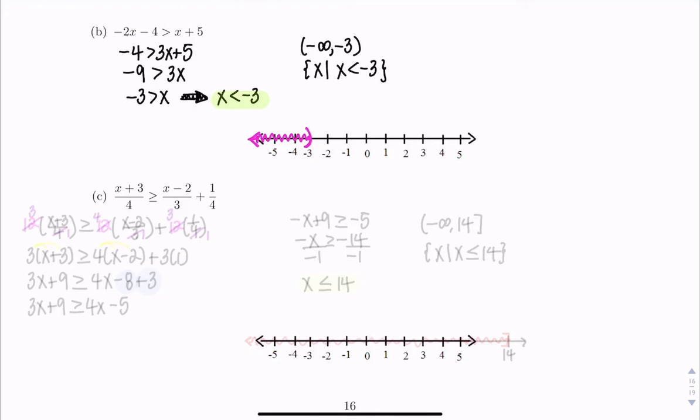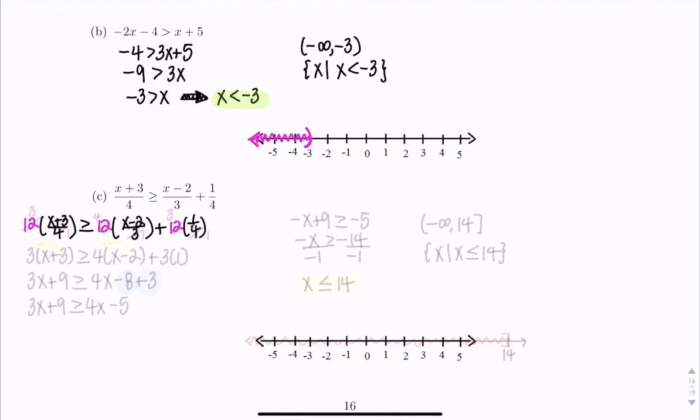Okay, so the first thing I want to do is multiply by the least common denominator to get rid of the fractions. Our least common denominator between a 4 and a 3 is 12. We want to multiply each piece by 12. So I've got 12 times (x plus 3) over 4 is greater than or equal to 12 times (x minus 2) over 3 plus 12 times 1/4.